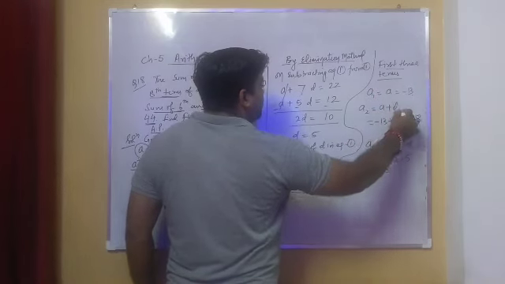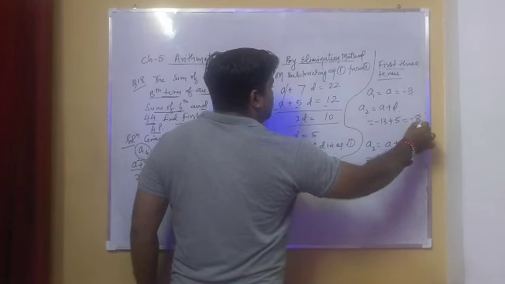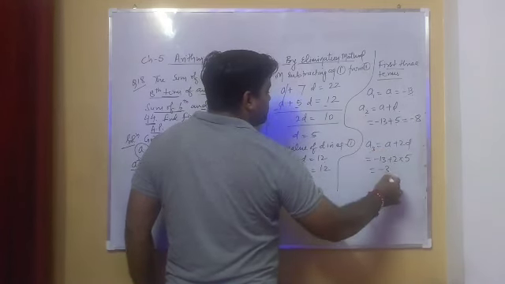The second term is equal to a plus d. On putting the values, we get minus 8. Similarly, we get the third term equal to minus 3.